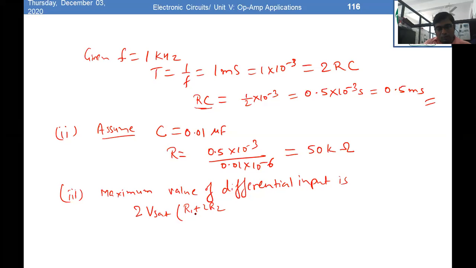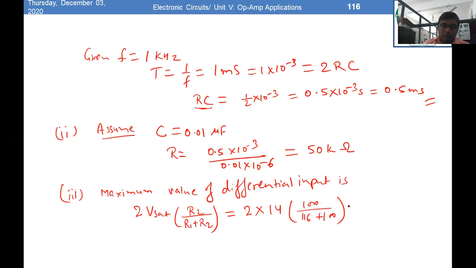R1 plus 2 R2, no, sorry. R2 upon R1 plus R2. So it would be R2 upon R1 plus R2. So you have to find out this. 2 into beta Vsat is given plus minus 14. R2 is what? It is 100. 116 plus 100. So when you solve it, it becomes 12.96 volt. So the maximum value of the differential input is 12.96 volt.